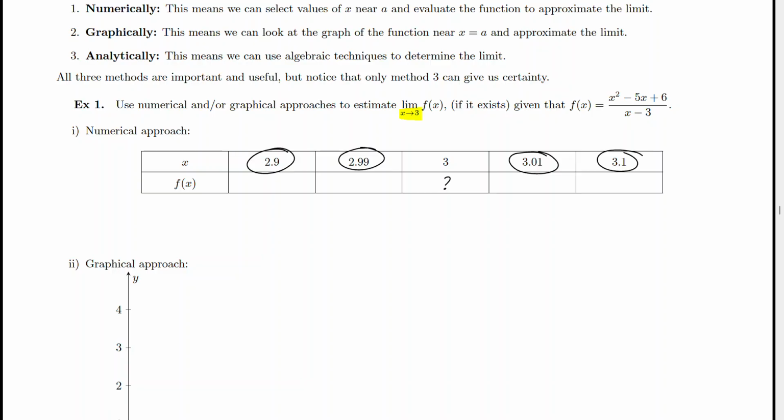And we can do this very easily with a calculator. Calculators can evaluate numbers really, really fast. So let's take the function f of x and plug it into our calculator and use the trace command to fill the table up with some numbers and predict the limit of the function f of x as x approaches 3.